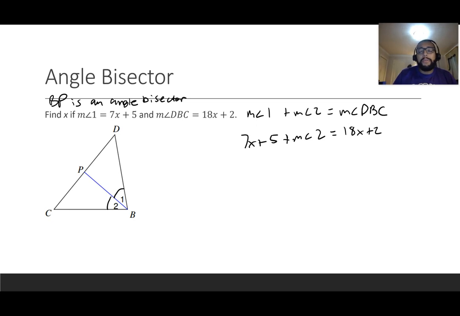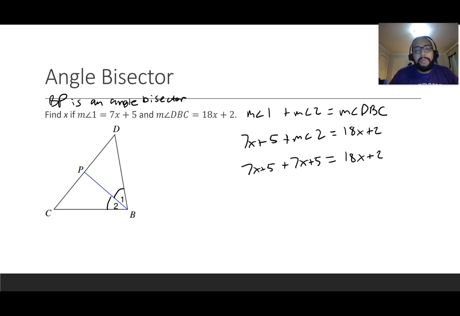Now, here you have a problem because you don't have all information just yet. You don't know what measure of angle 2 is. Now, don't panic because you actually do know the measure of angle 2. Since BP is an angle bisector, that tells us that the measurement for angle 1 is going to be the same as the measurement for angle 2. So instead of saying M1 plus M2, I'm essentially saying just the same thing over twice.